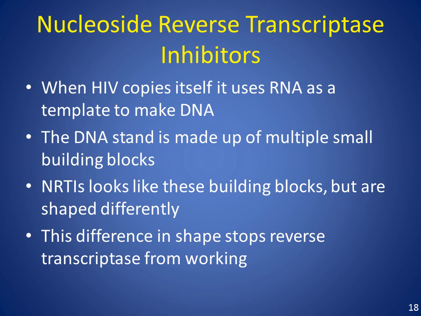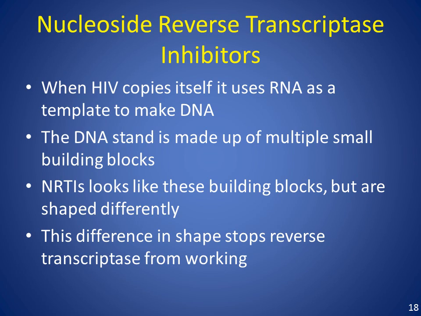The first class of medications that I want to talk about is the nucleoside reverse transcriptase inhibitors. This is the most common class of medication that we use when treating HIV. Again, as I mentioned in the overview, when HIV copies itself, it uses RNA as a blueprint to make DNA. DNA is made up of multiple small building blocks or genetic material that HIV uses to make a copy of itself. These NRTIs work in that they look very similar to these building blocks that make up the DNA, but they're shaped just slightly differently.